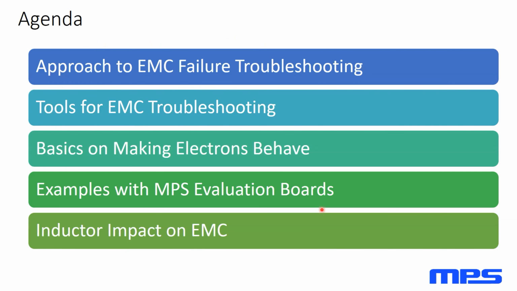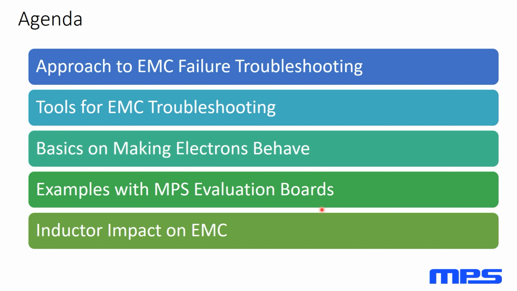Really quick, just an agenda in terms of what we're going to cover in the next 30-ish minutes. Kind of an approach to troubleshooting, how we want to think about things before we get into maybe trying to apply band-aids, how to have a structured approach to think about these issues and tackle them. We're also going to talk about the tools we use to do troubleshooting, to look at various aspects of conducted and radiated emissions. I'll touch on immunity, but that's not something I'm going to cover in too much depth in this discussion. I'm going to go over some basics on how to make electrons behave.